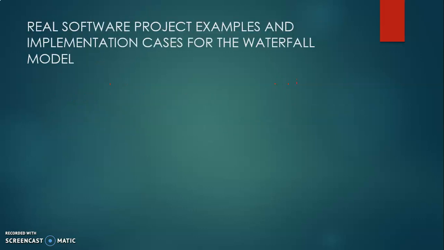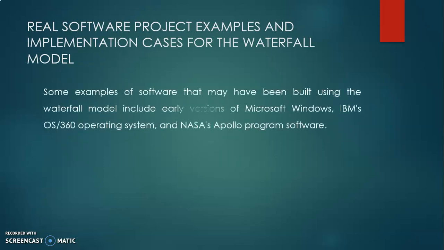So we're going to real software project examples and implementation cases for the waterfall model. Examples of where the waterfall model has been implemented are the early versions of Microsoft Windows in the 1980s and 1990s, IBM's OS/360 operating system, and the NASA Apollo program software. The NASA Apollo program is simply a program that resulted in American astronauts making a total of 11 space flights and walking on the moon. That's simply what the NASA Apollo program software is.